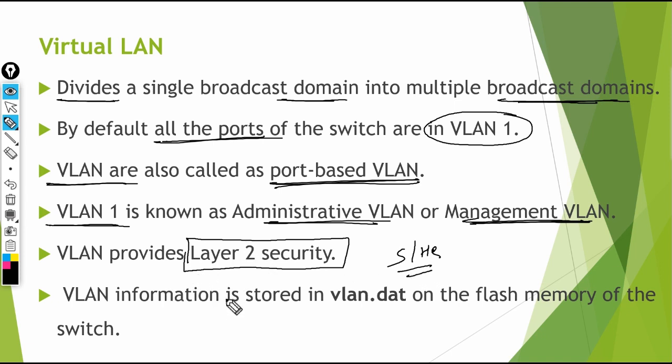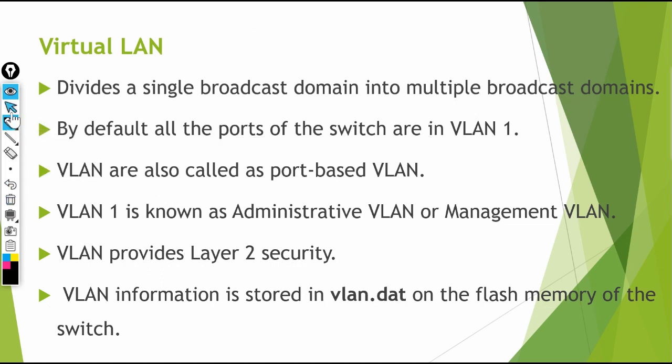And one of the very important pieces of information is this: VLAN information is stored in the vlan.dat file in the flash memory. In the switches you will find the flash memory. In flash memory, this vlan.dat file contains the information about VLAN configurations. So this is a very important point that you need to remember.